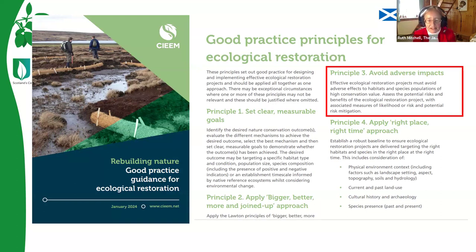So if ever this guidance is expanded, or if people are looking for ways to think about avoiding adverse risk, I would strongly argue that thinking about pests and pathogens is one part of thinking about avoiding adverse risk.